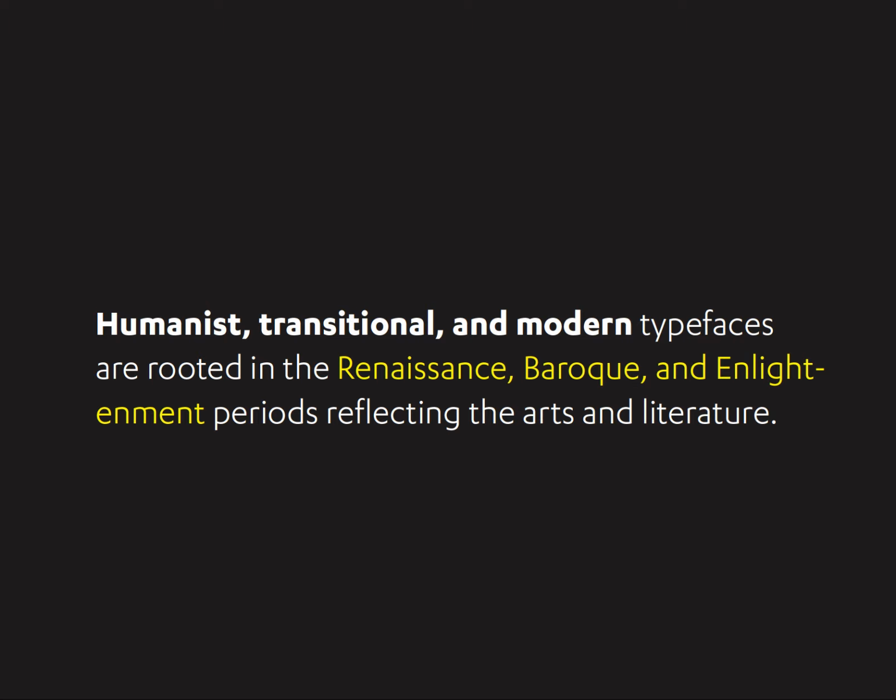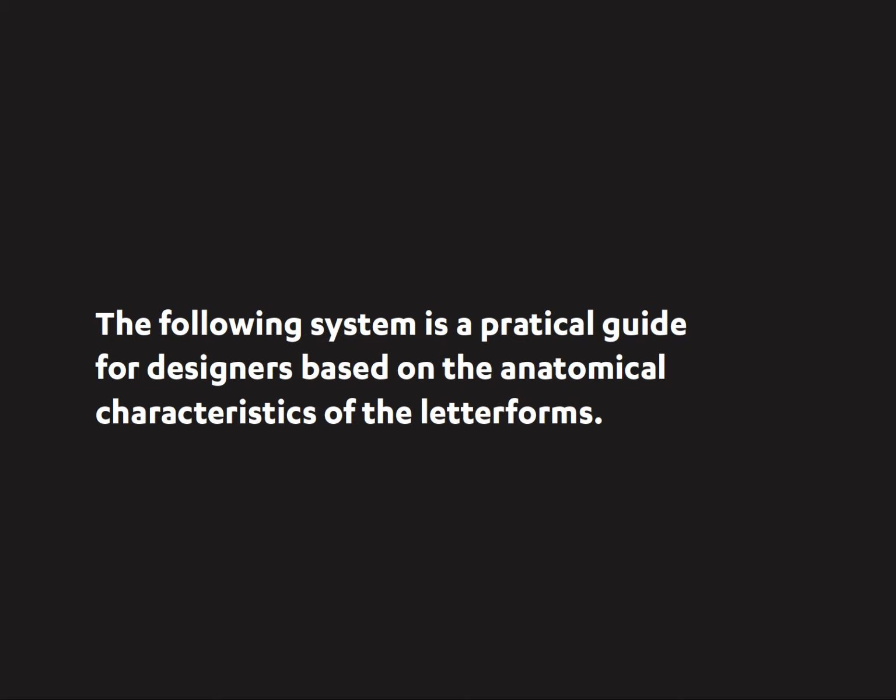The next part of the lecture, we want to talk about the humanist part of how typefaces evolved. And humanist refers to the hand, which refers to calligraphy. So you'll start to see how fonts started to evolve just by taking a look at where they started from and really take a look at how they were structured. And usually this was a system that was practical for designers to look at because it was based on anatomical characteristics of the letter forms.